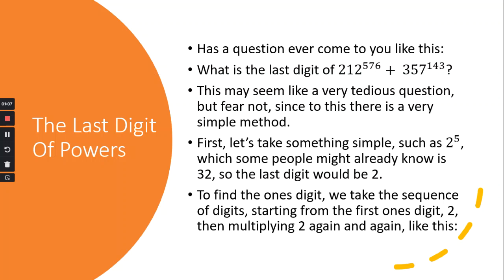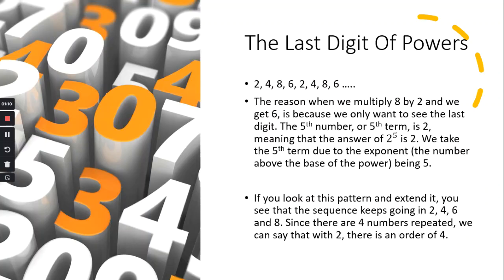Then we multiply 2 again and again like this. In this sequence, we never include 2 to the power of 0 because that will always be 1. So you have 2, 4, 8, 6, 2, 4, 8, 6, and so on. The reason when we multiply 8 by 2 and we get 6 is because we only want to see the last digit. 8 times 2 is 16, yes, but we only take the last digit, so 6.